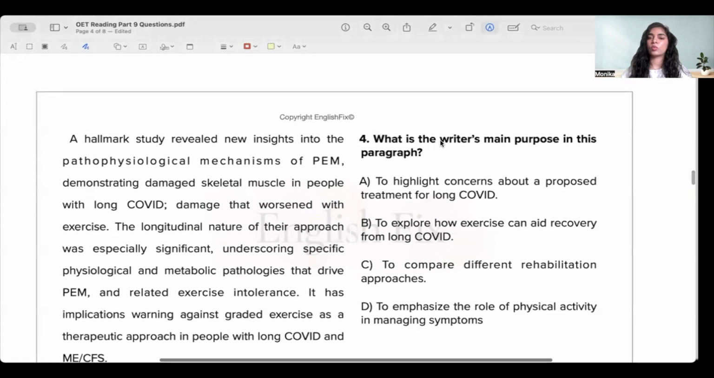The question is saying, what is the writer's main purpose in the paragraph? Basically, whatever the writer is doing, what is his main purpose behind doing this? And I want you to notice the word the writer has used here, main. Whenever we use the word main, we are trying to say what is the main, chief, key, principal, most important, whatever, idea, reason, anything.